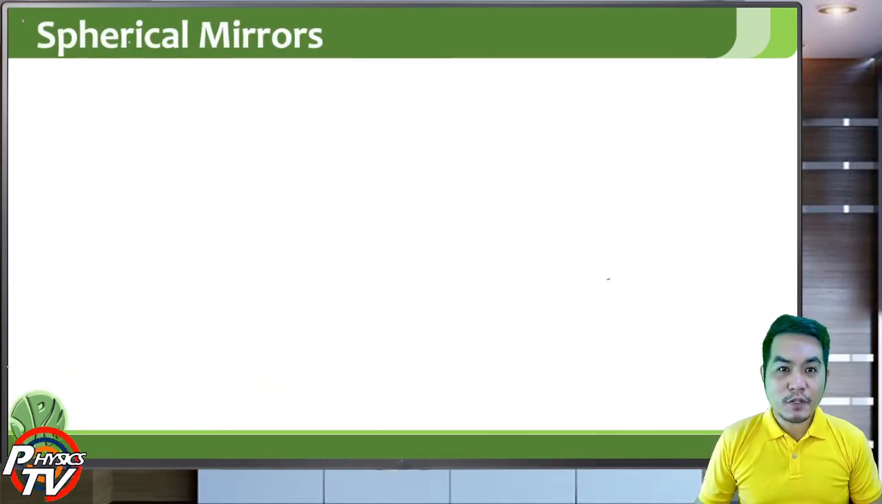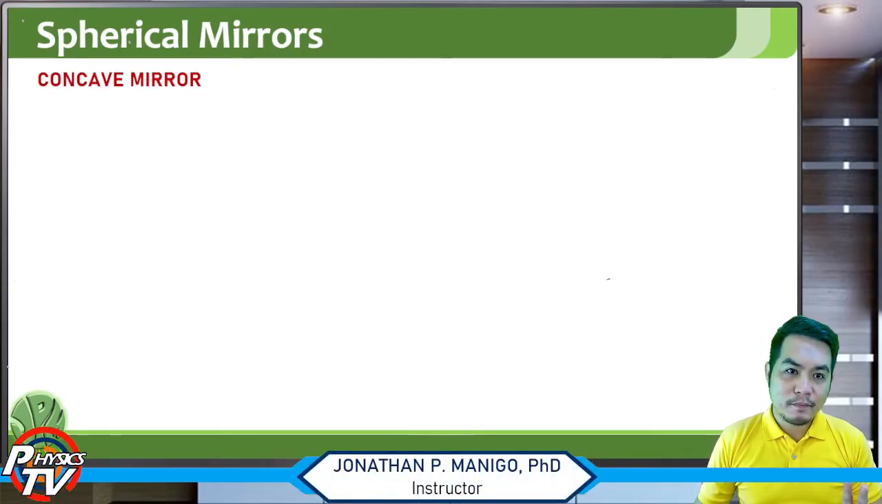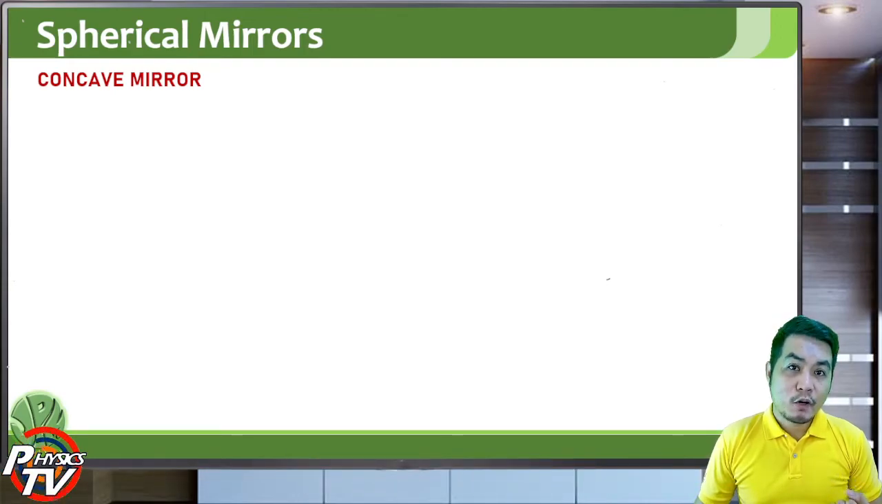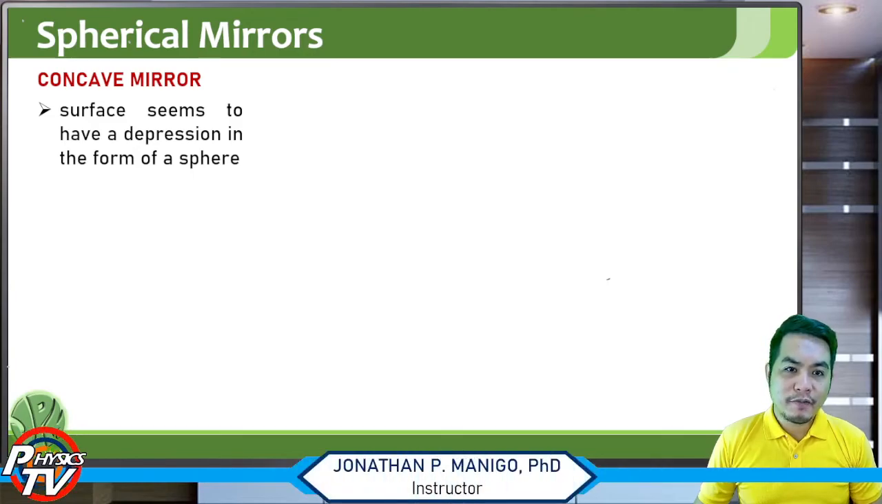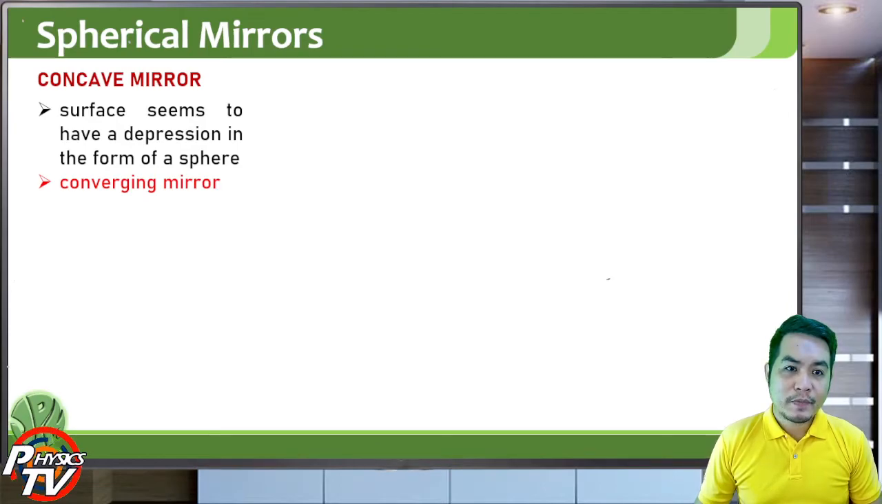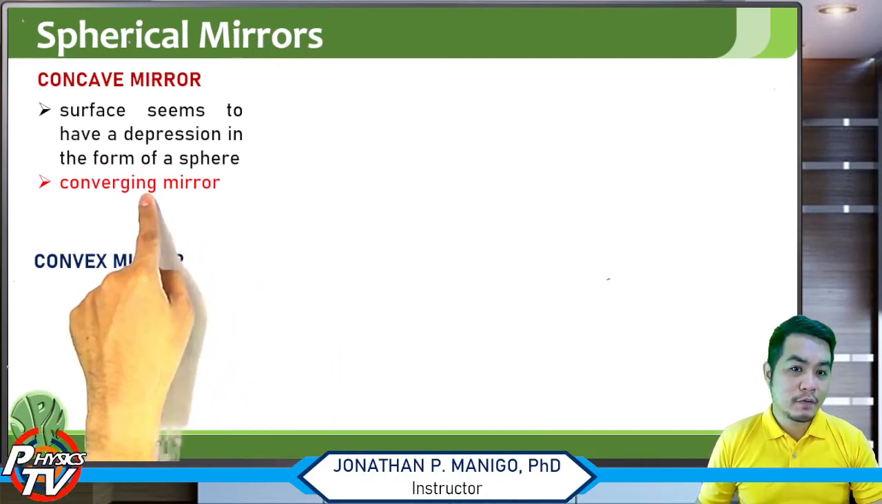So let's now go to spherical mirrors. Now there are two types of spherical mirrors, the concave mirror and the convex mirror. So a concave mirror is a mirror where the surface seems to have a depression in the form of a sphere. Sometimes it's also called a converging mirror. We will see later why it's called a converging mirror.